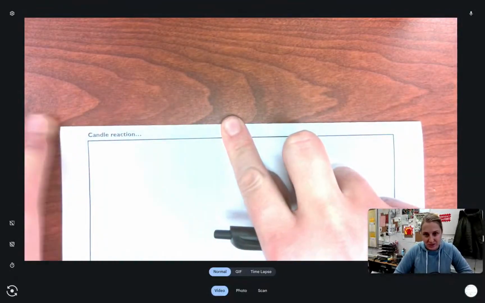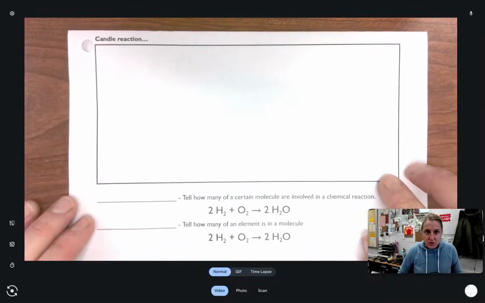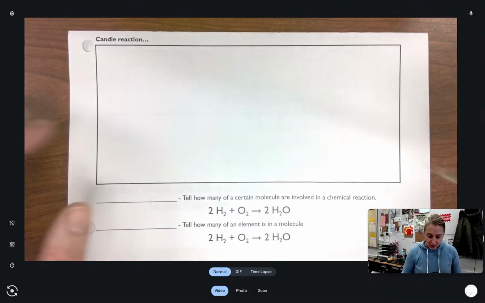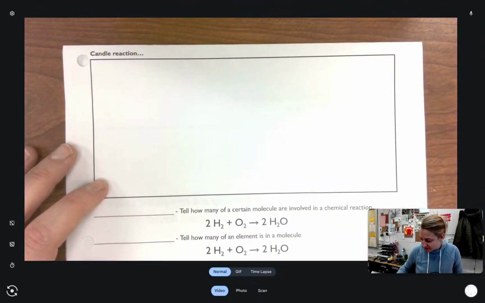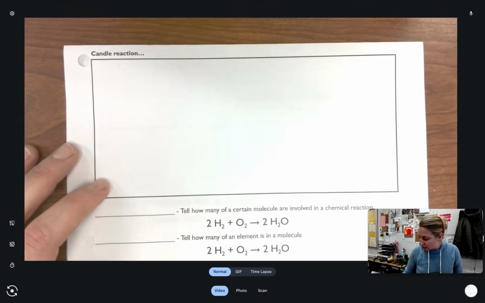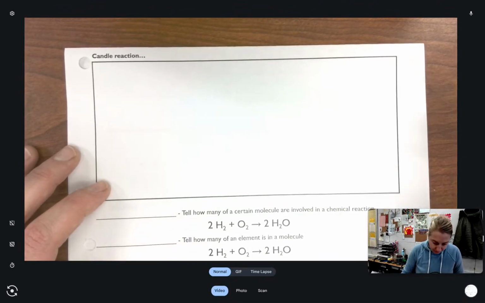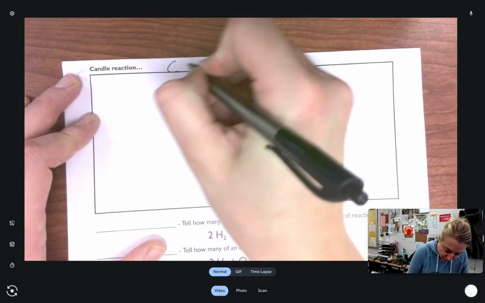I'm going to fold this just because I'm running out of space on my desk here. So we're going to talk about a candle reaction. Let's start by, it's helpful if you have a couple of colors. I'm going to use black, blue, and red, and I'm going to make a little key for myself here.